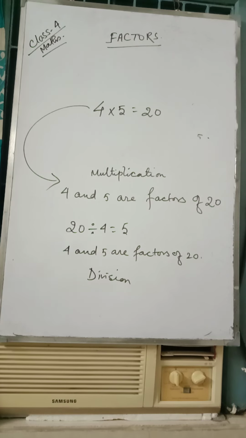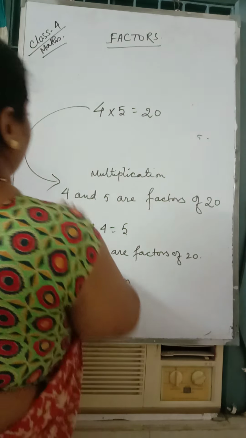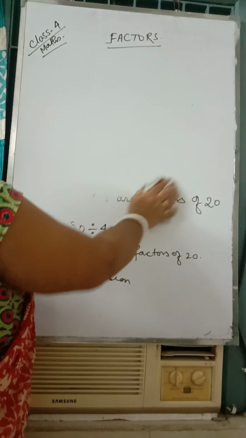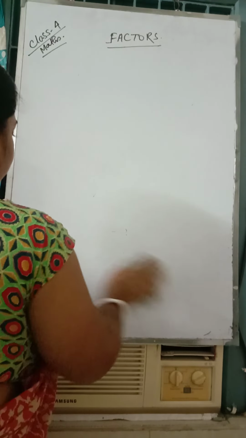Now the first question from exercise 7.2 says to find the factors of each of the following through multiplication. So we have to find the numbers whose products are the given numbers. Let us begin exercise 7.2.